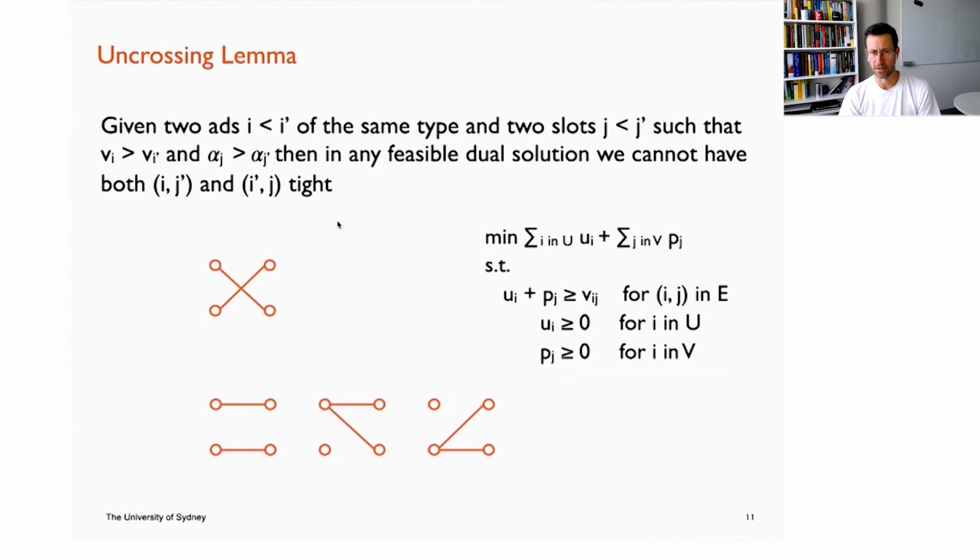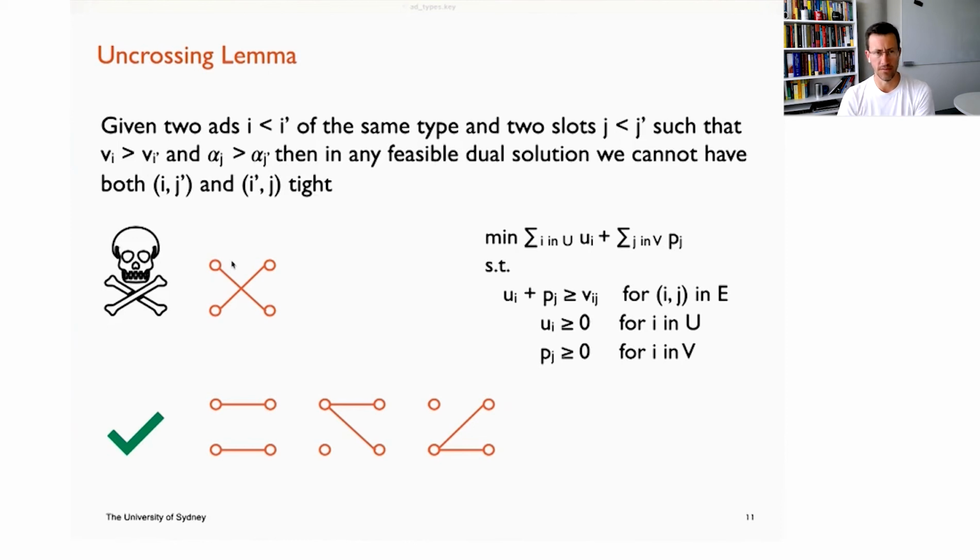So any other configuration is fine. So we can have i matched to j and i prime matched to j prime, or i having tight edges to both j and j prime, or the other way around, one of them having tight edges there. That's all good. But we are not allowed to have the first configuration. So this one is no good, and any other configuration is fine. So as long as we don't have that cross, we are happy. Otherwise, the solution cannot be feasible.